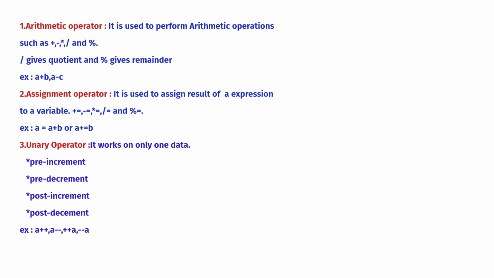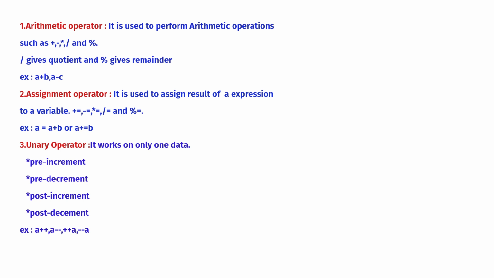First one is the arithmetic operator. It is used to perform arithmetic operations such as addition, subtraction, multiplication, division, and modulo. Do you know the difference between division and modulo? Division gives the quotient value, and modulo gives the remainder as a result. Examples: a plus b, a minus c, a minus b, and so on.